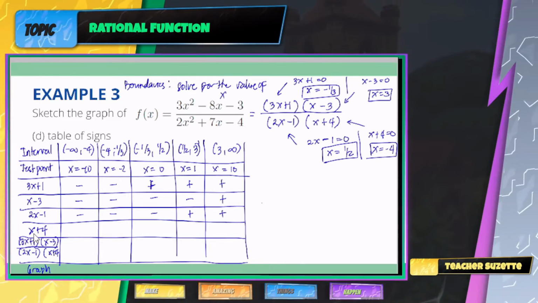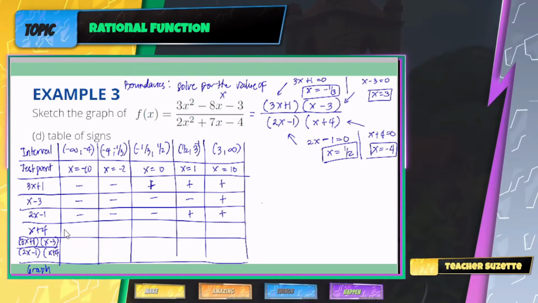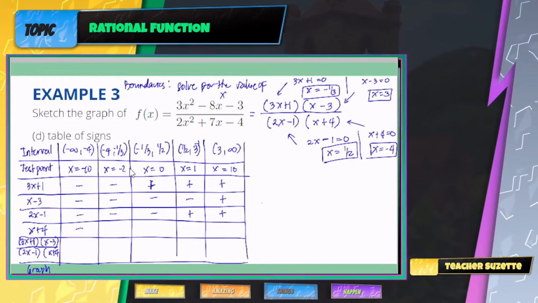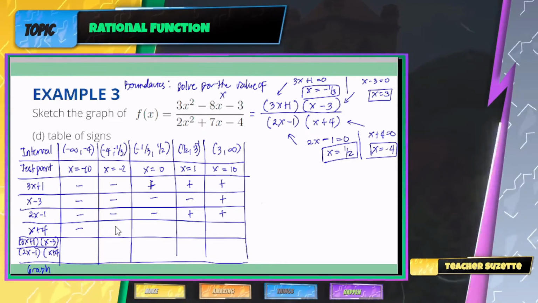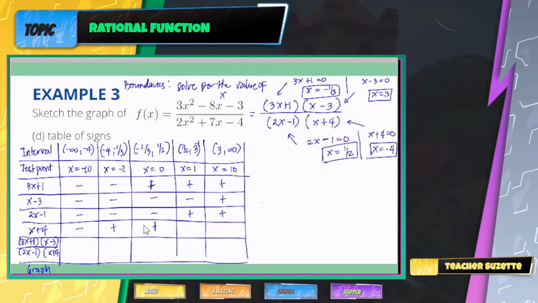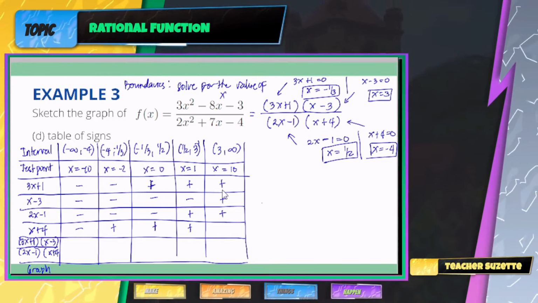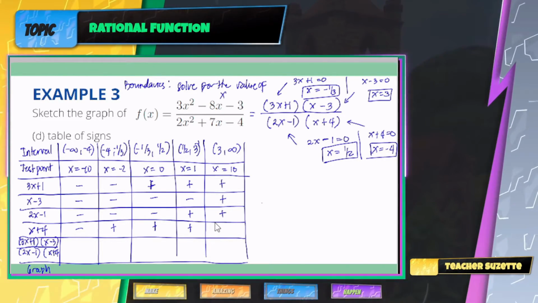Last tayo for the factors, x plus 4. So, negative 10 plus 4, negative. Negative 2 plus 4, positive. 0 plus 4, positive. 1 plus 4, positive. And lastly, 10 plus 4, positive.